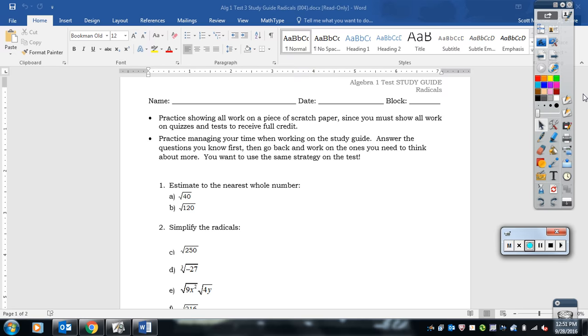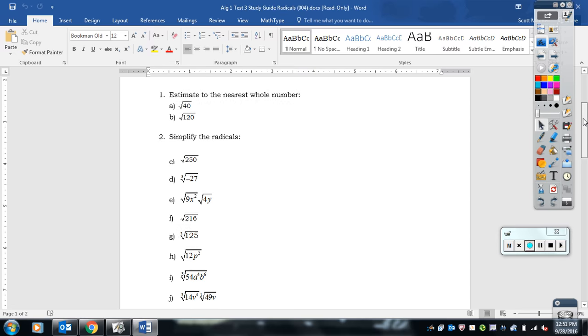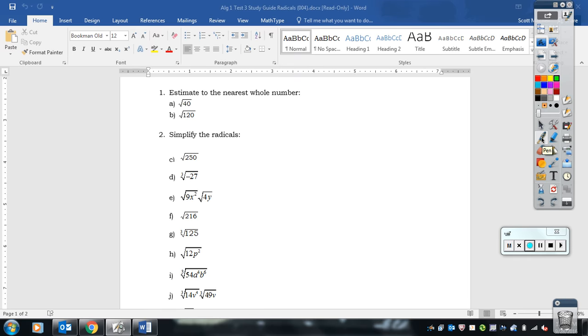Number 1 asks us to estimate to the nearest whole number. One of the ways you can do this is find the square root that's closest to 40. The square root of 40 is right by the square root of 36, and it's also right by the square root of 49. Now it's really closer to 36 than it is to 49. The square root of 36 is 6, the square root of 49 is 7. So the square root of 40 is going to be between 6 and 7, and closer to 6. So if I had to estimate to the nearest whole number, it would be 6.